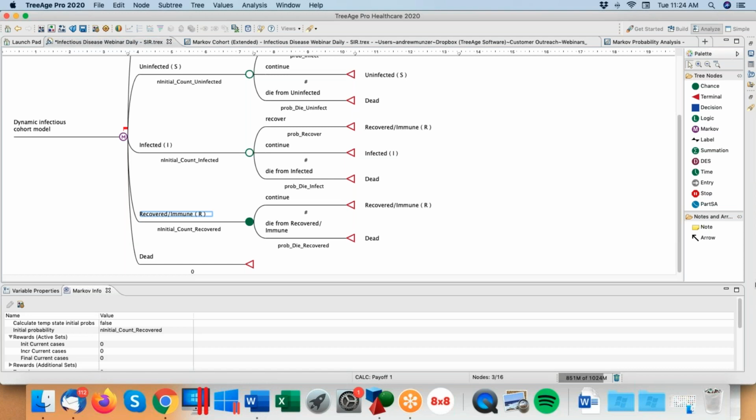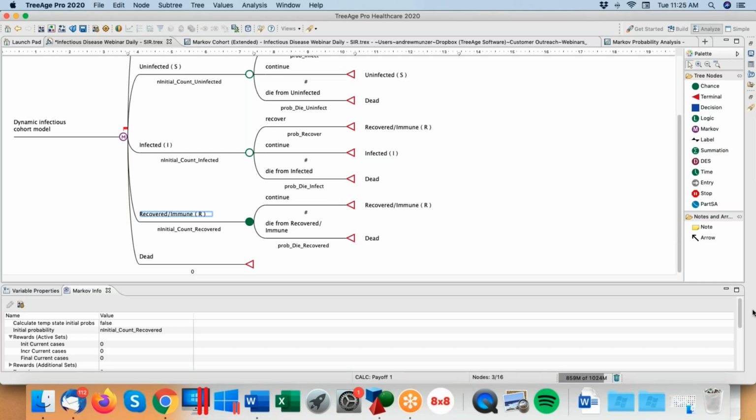Let's see. Could you add cost and effects? Absolutely, you could have costs and effectiveness in this model. I'm choosing to handle this to track infections, current and total, but you absolutely could have additional payoffs in the model for cost effectiveness.